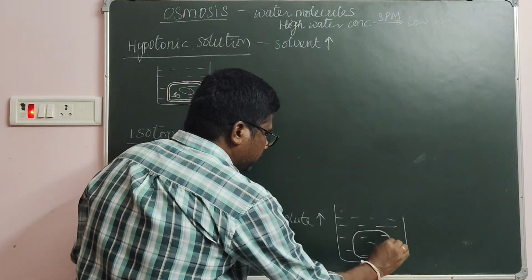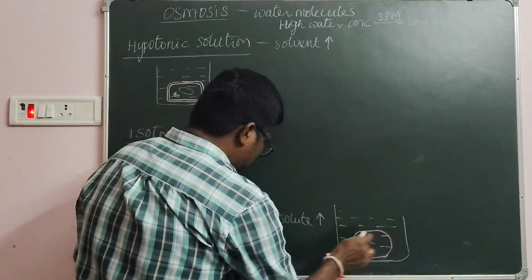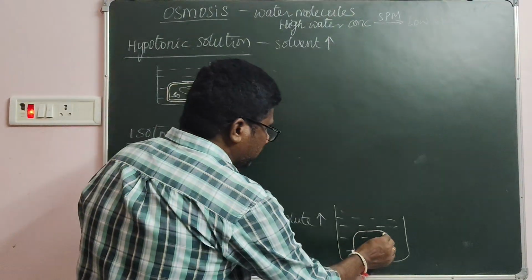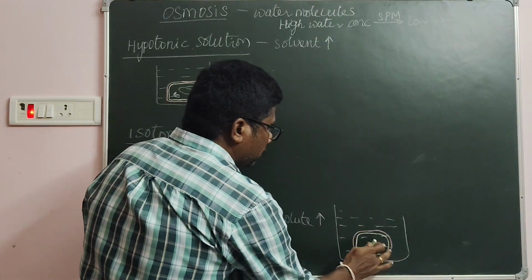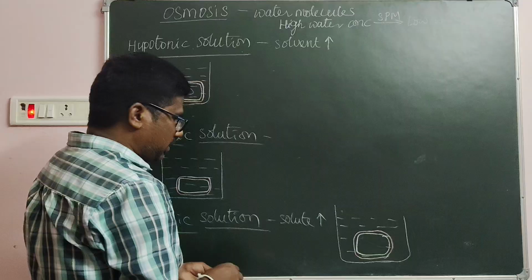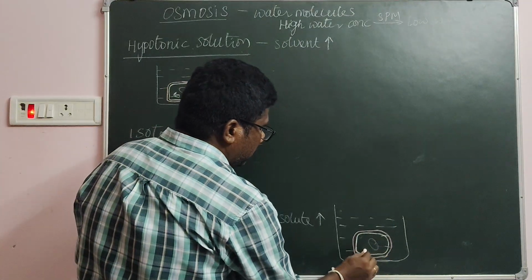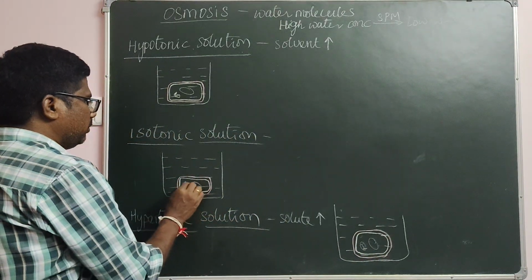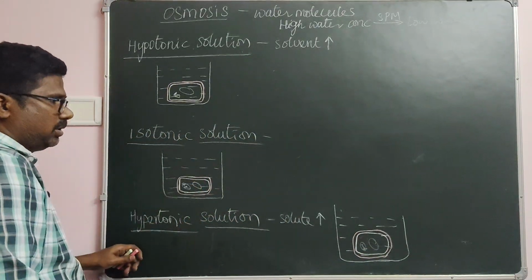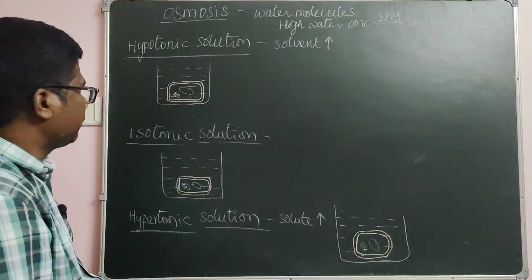Next, one cell we have taken. Then we have to see what happens, how the movement of particles takes place in these. So how the particles move in these, we will see how osmosis takes place. What is the fate of these cells?